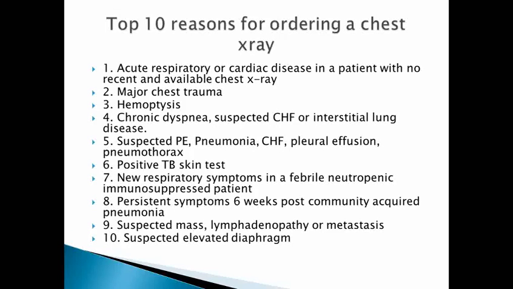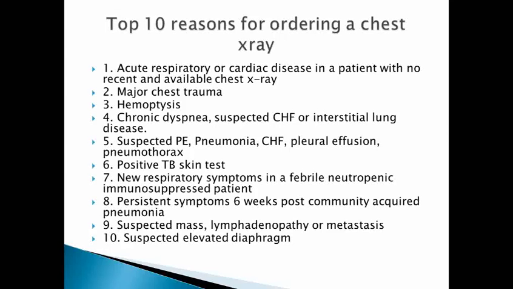If you suspect they have a PE, pneumonia, CHF, a pleural effusion, or pneumothorax. And you will be getting more about the respiratory system in APN 2, so you're going to know when you need to order these. If somebody has a positive TB skin test, you must do a chest x-ray to rule out pulmonary TB.